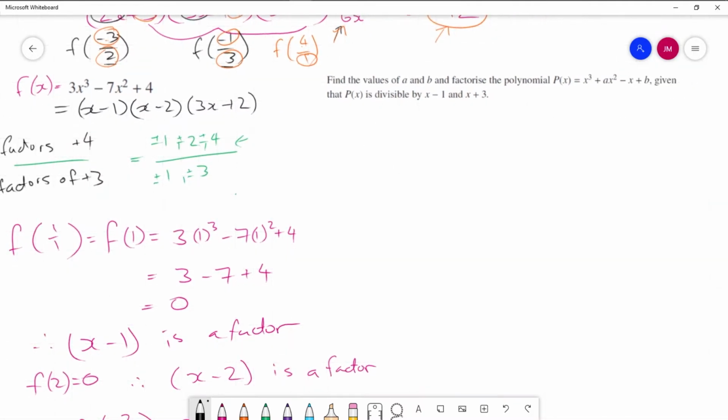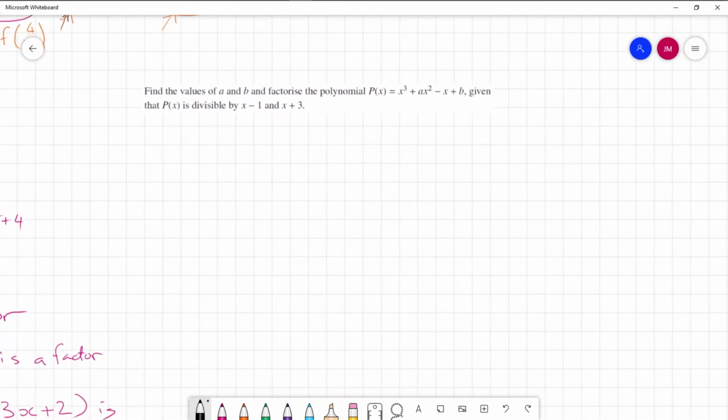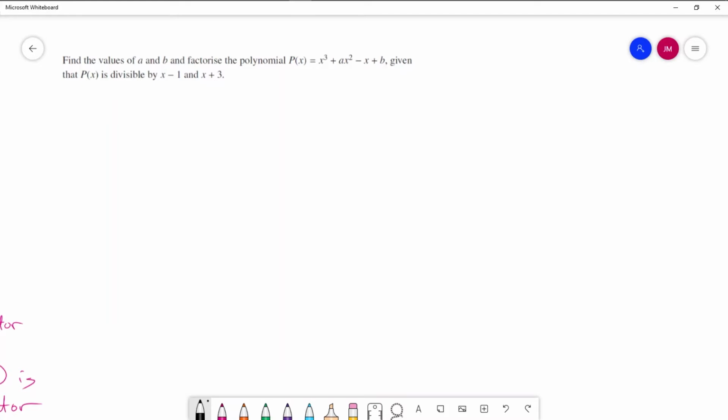One last example. Now I know I went through that pretty quick, but you can hopefully pause and rewind and watch that at your own pace. Find the values of a and b and factorize polynomial p of x, given that p of x is divisible by x minus 1 and x plus 3. So from the question, when it says divisible, that means the remainder equals 0, or it means that x minus 1 and x plus 3 are factors of p of x.